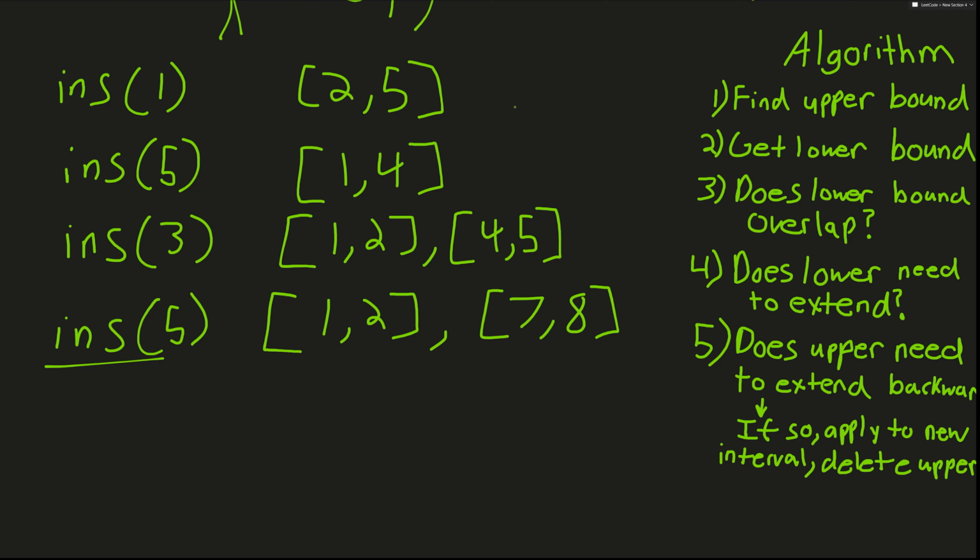No, it doesn't, because there is no lower bound. And does the upper need to extend backwards? Yes, because 1 is exactly 1 less than 2 and 5, which means what we're going to do is insert into our map this: 1 will equal 5. That's how we're going to insert, which means that's automatically going to get sorted.